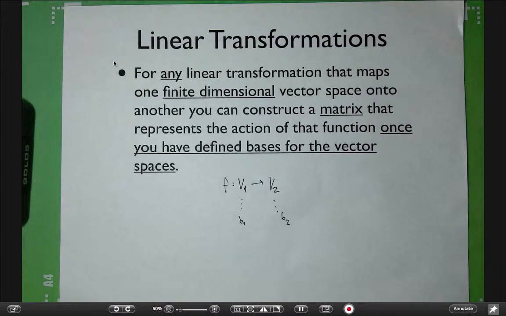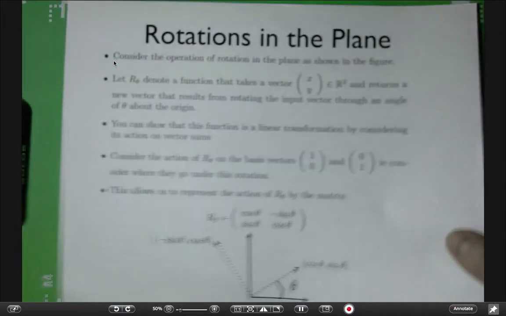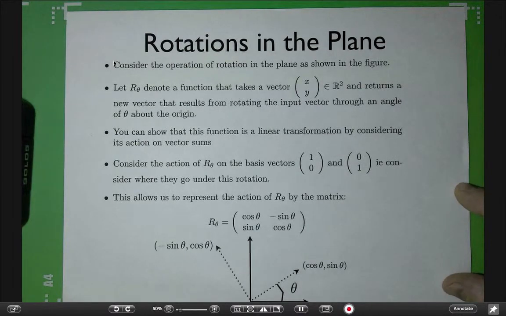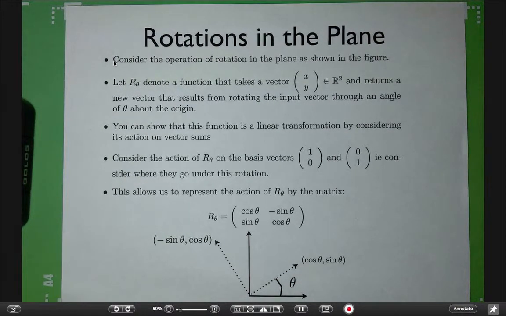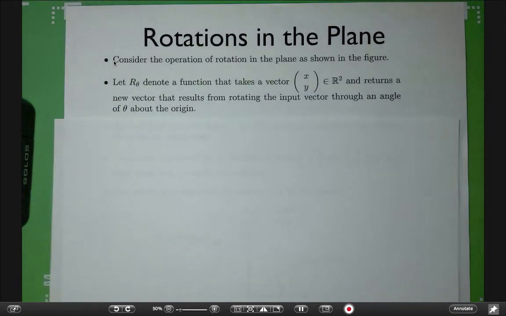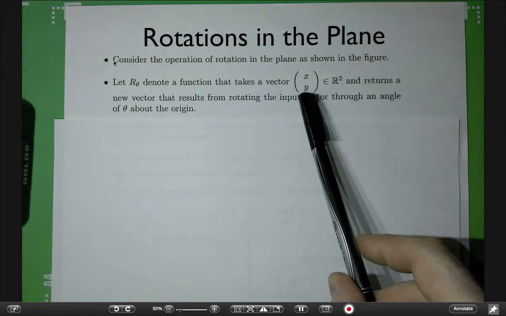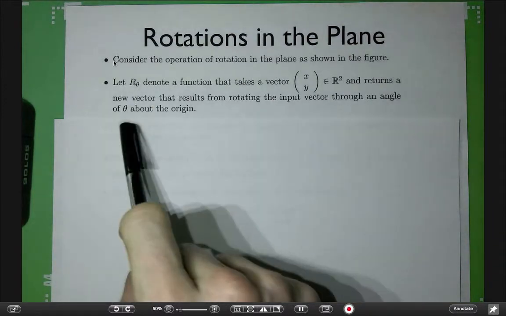In the following, we will look at some very important special examples of linear transformations, starting with the simplest one, rotations in the plane. Well, simplest, it already gets interesting there. So let's take a look at it. We are in the plane, that means vector space R2, and I take an arbitrary vector (x, y), and I want to rotate it about the origin by angle theta.